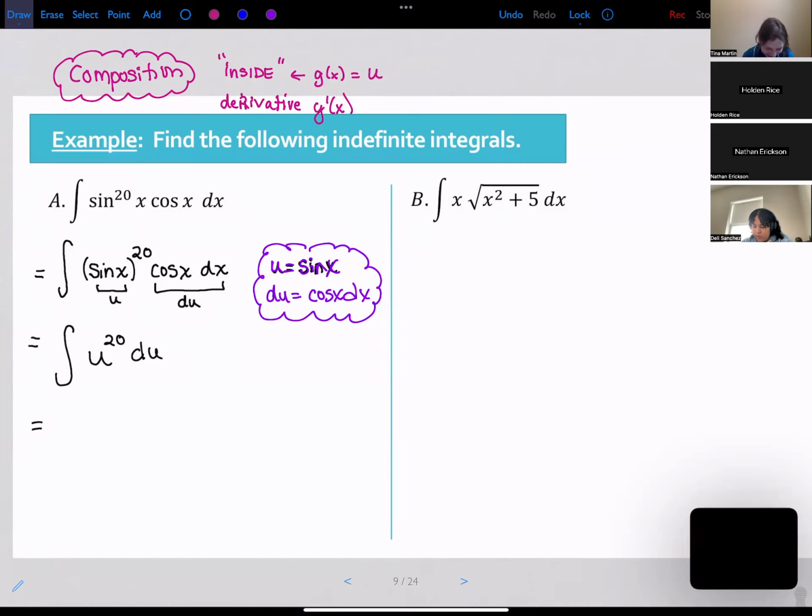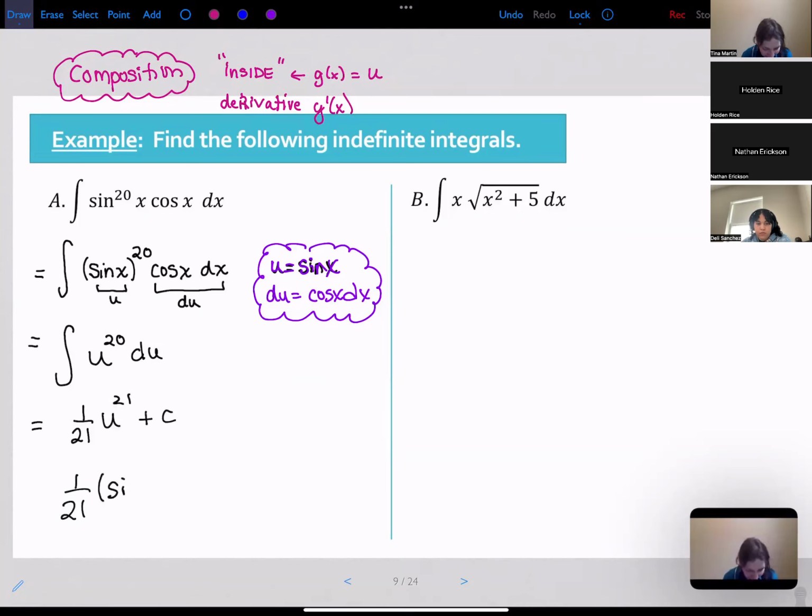Once you know that, you're going to take the antiderivative of that. So it's going to be 1 over 21 times sine of x to the 21st power. You are so good. You guys are way faster than me. I'm going to have to do it in terms of u. Now you got replaced and you have sine of x to the 21st power plus c. Very nice. Perfect, Nathan. Does anybody have questions?